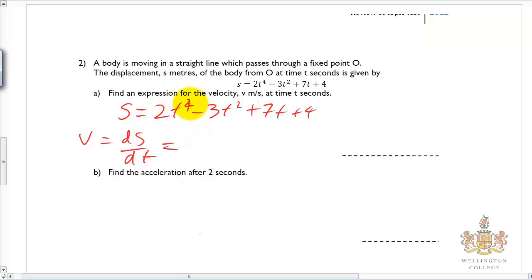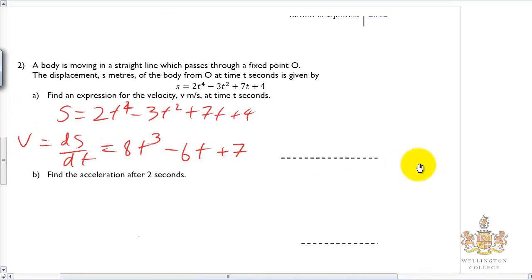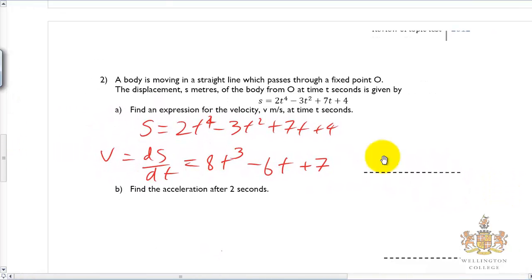So let's differentiate that. 4 times 2 gives me 8t, times by the power, take 1 off the power to get 3. Times by the power gives me 6, take 1 off the power, just leaves me t. Remember, 7t just becomes 7. And the 4 is a number we add on, doesn't make any difference. So the expression for the velocity is 8t cubed minus 6t plus 4.